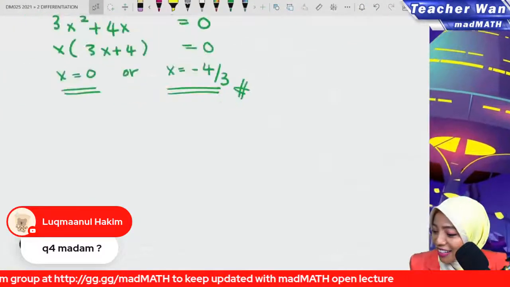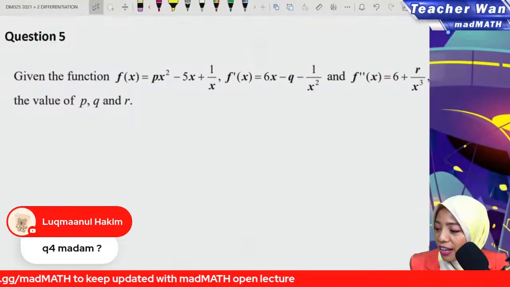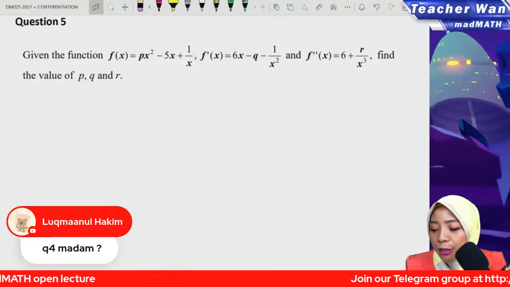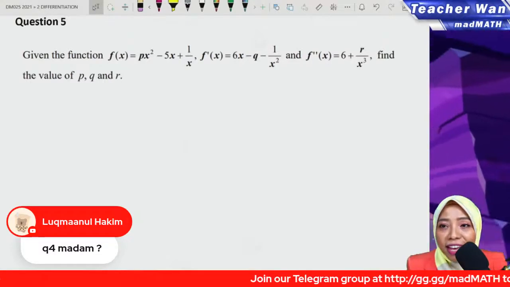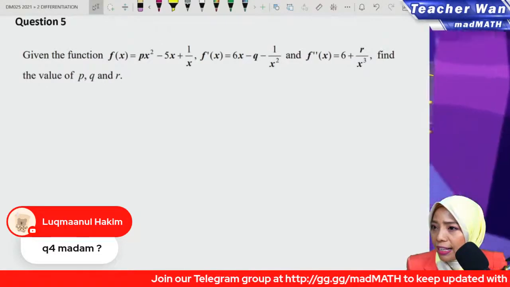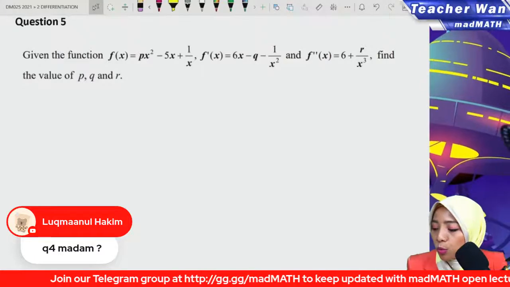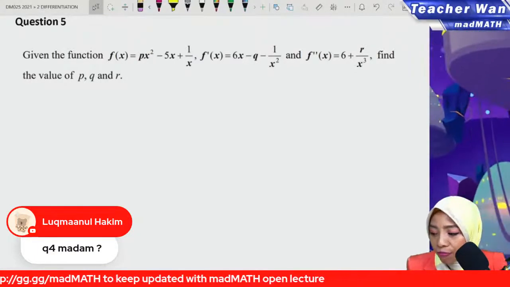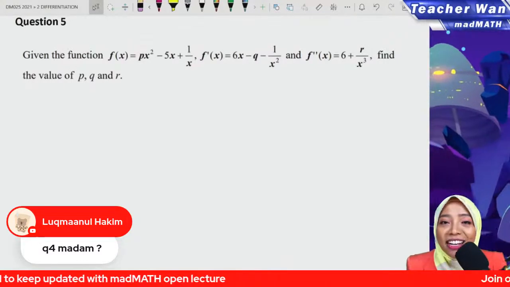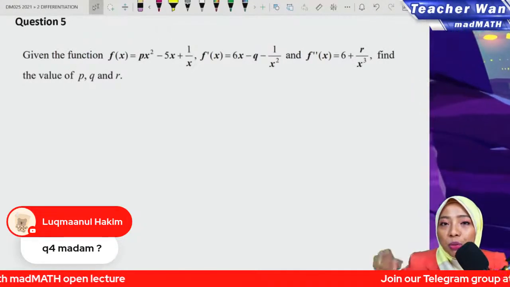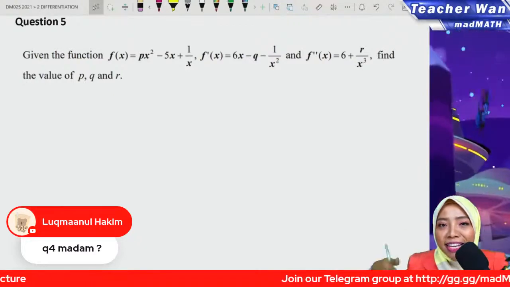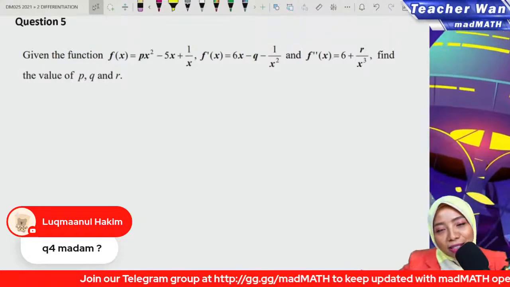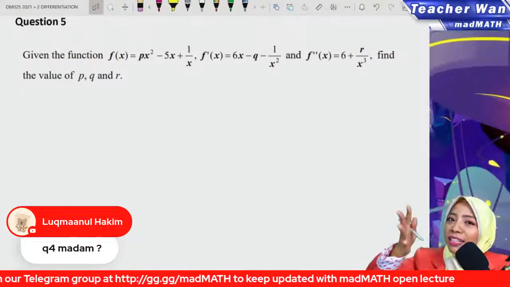Okay, so now let's look at question 5. Given the function f(x) equals px squared minus 5x plus 1 over x. f prime x is that, and then f double prime is that. Instead of asking you what the first derivative and second derivative are, now they give you the first derivative and the second derivative. So what is the unknown? So it's working backward.